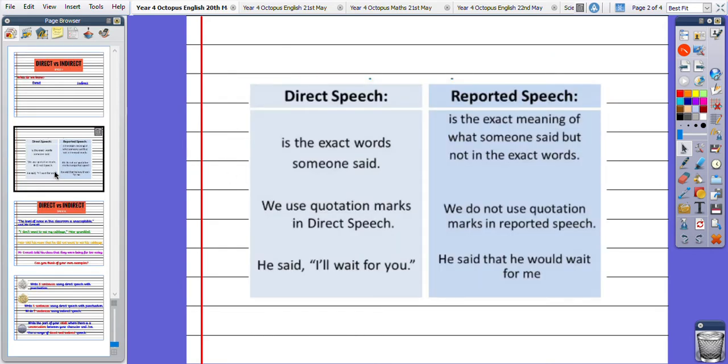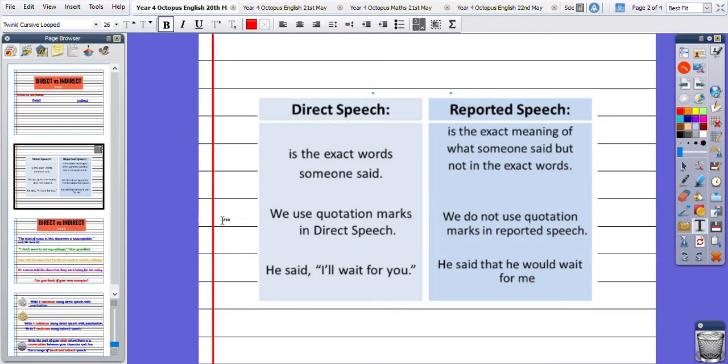Okay, so quick revision. Direct speech is the exact words that someone has said, and we use quotation marks or speech marks in direct speech. So that's our 66 and our 99. And an example is, he said, "I'll wait for you." So it's in the first person. The writing that is in the speech marks is in the first person.